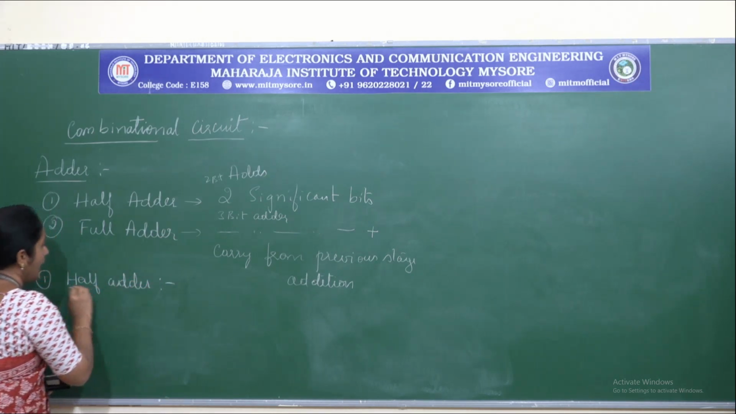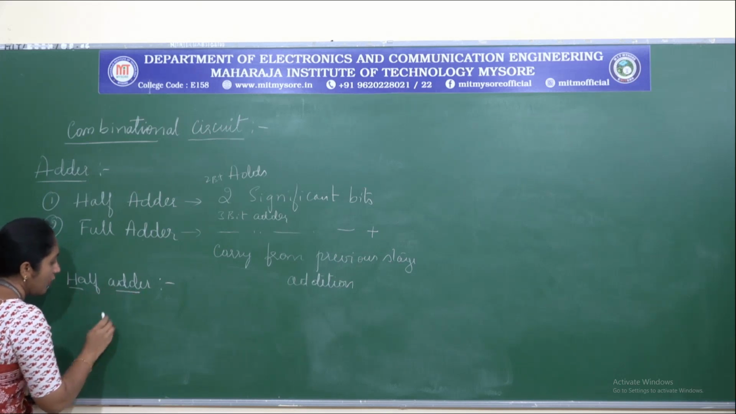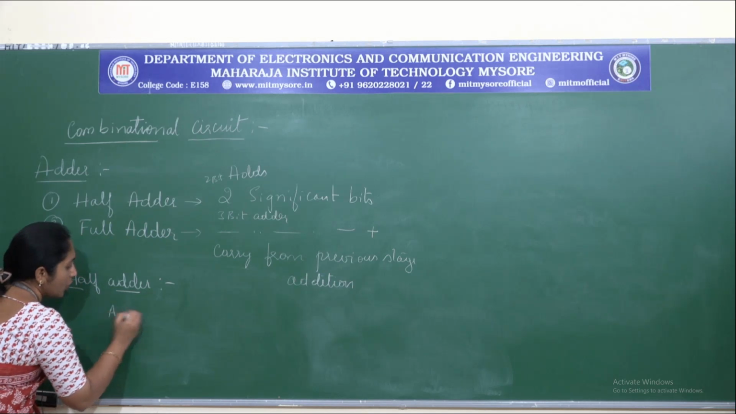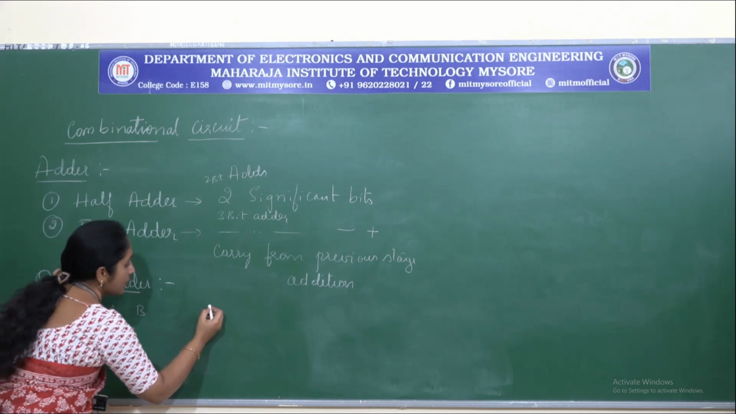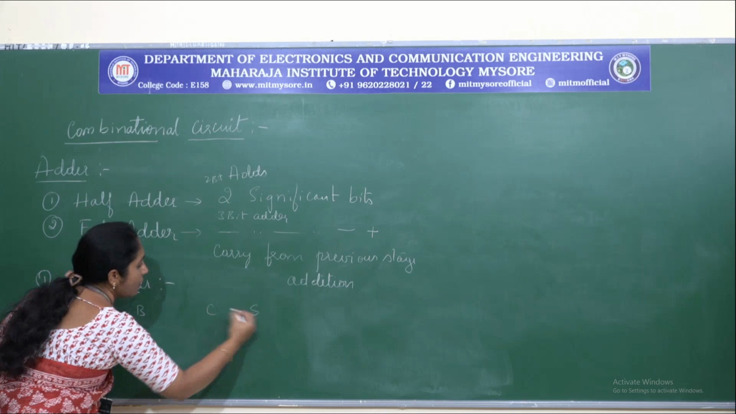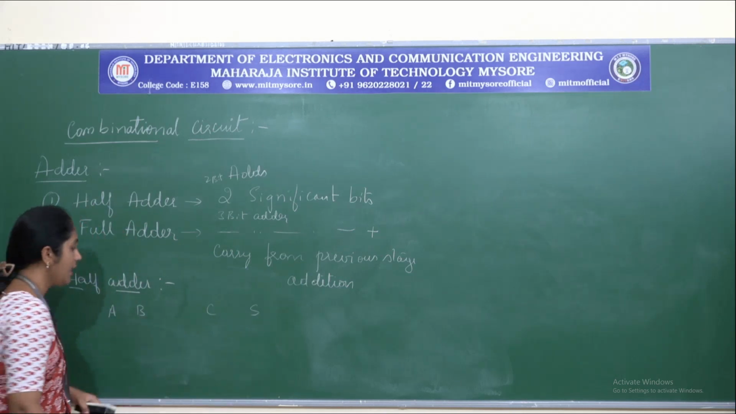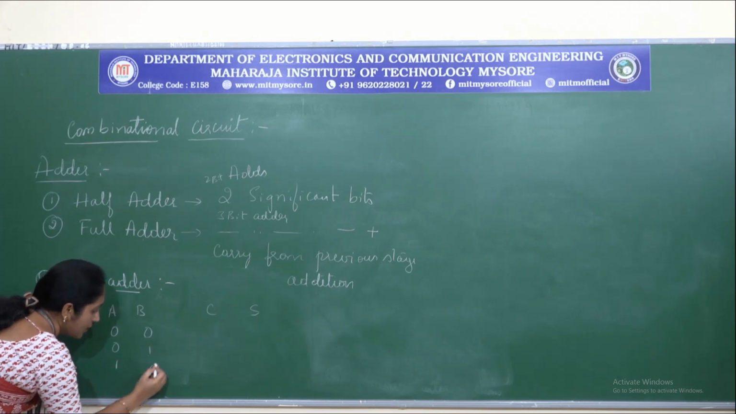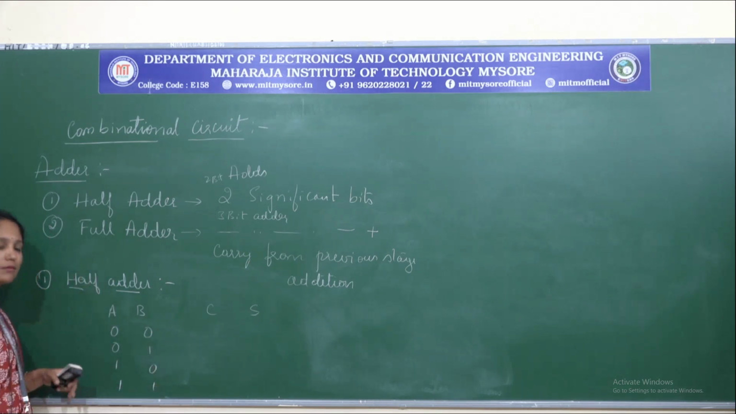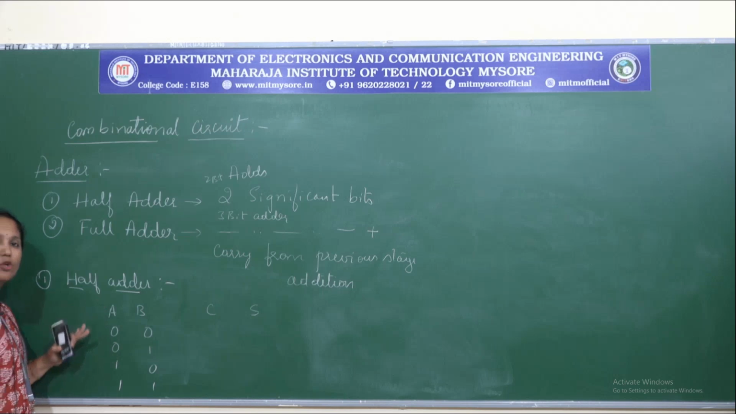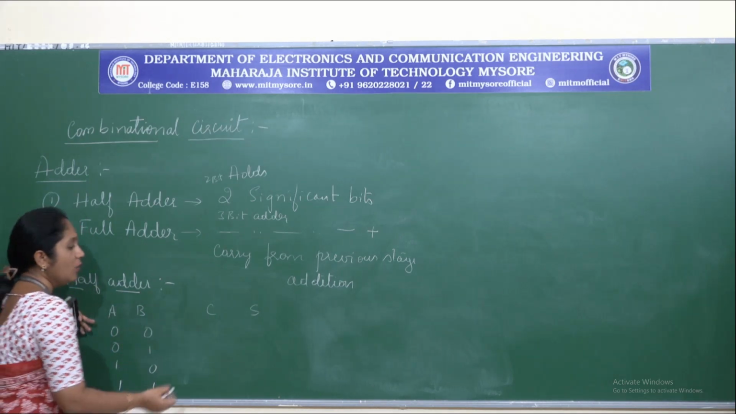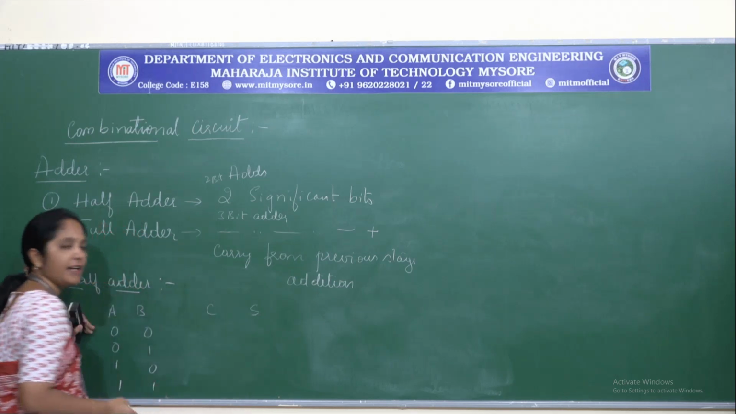So half adder, we are calling this circuit an adder. Therefore, it should have 2 inputs, and we should have sum and carry as outputs. Let me write all the possible combinations. Since we have 2 inputs, 4 combinations are possible. I have written all the possible combinations, and now let me write the sum and carry outputs.